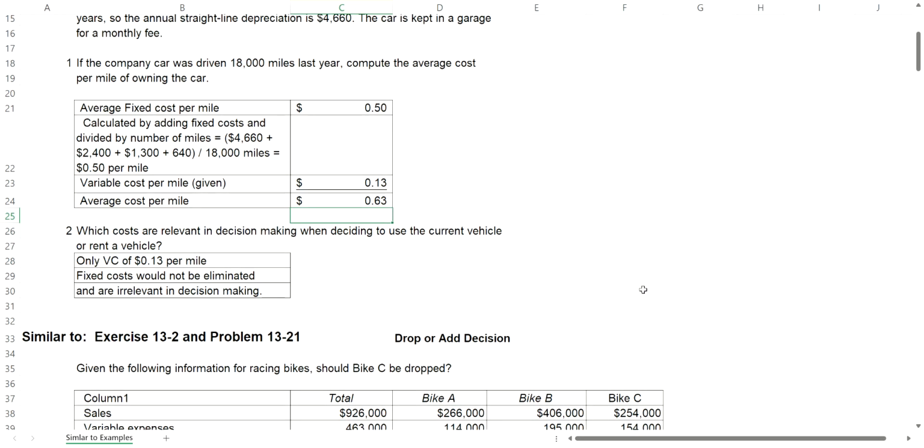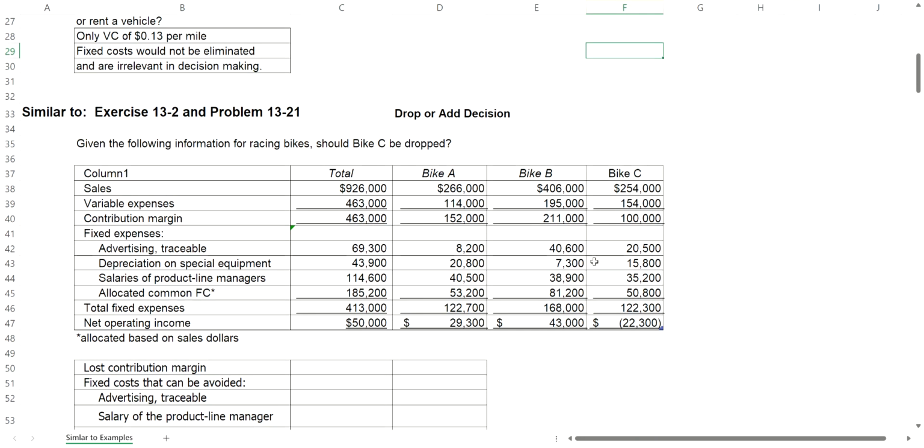Now in the second question, it says which costs are relevant in the decision making. The relevant cost would be any variable cost, and in this case, it would be the variable cost of 13 cents per mile. If none of the fixed costs can be eliminated, you would still incur those, whether you had the vehicle or not. In this case, we're going to assume none of the fixed costs can be eliminated, so therefore they are irrelevant in our decision making.